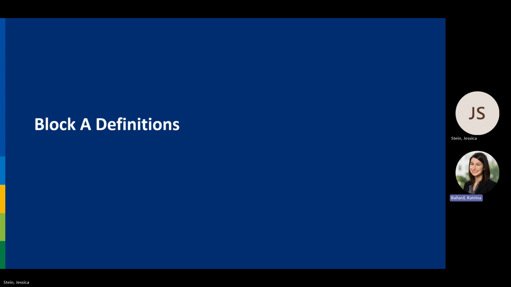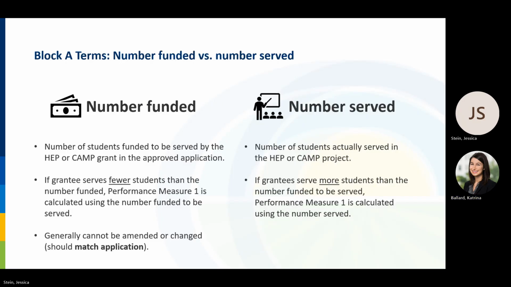So next we'll go into the Block A definitions. This slide illustrates the first two data points in both the HEP and CAMP APR data form, which is number funded and number served, and we'll talk about the difference between them. So number funded means the number of participants officially funded by the grant in this reporting period.